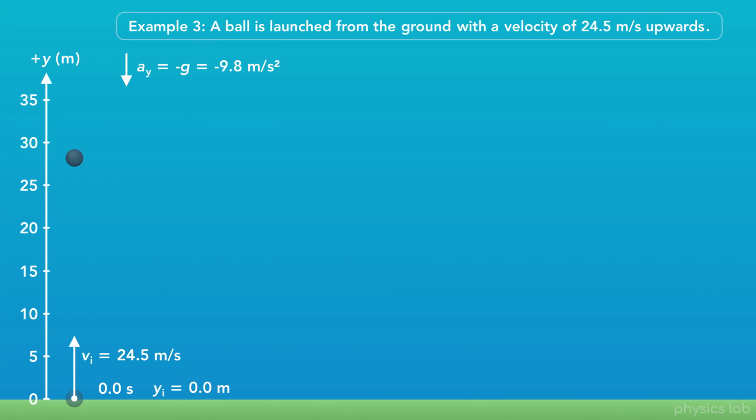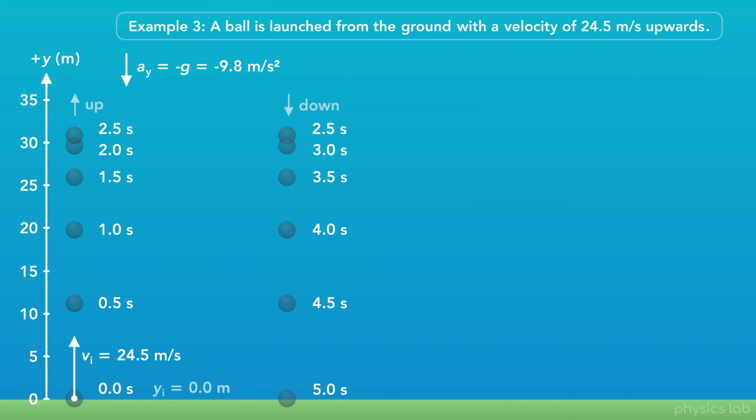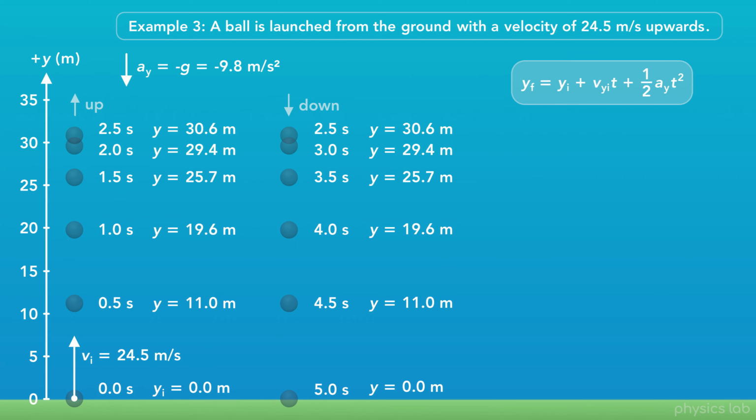What's happening to the position over time? And what happens to the direction of the velocity? Here's snapshots of the position at half-second intervals. Since the ball is in 1D motion, its path on the way up overlaps the path on the way down. So let's split up the snapshots with the ball moving upwards on the left and falling back down on the right. Using the same equation as before, we can find the y position of the ball at each time point.